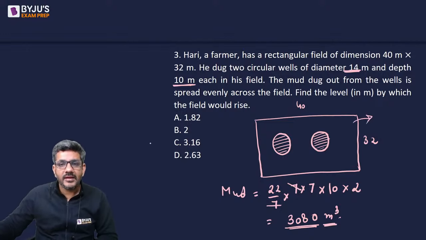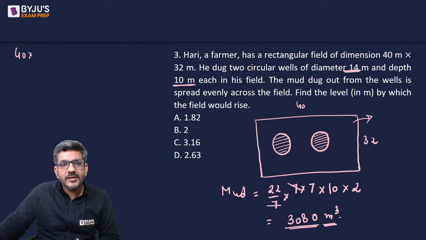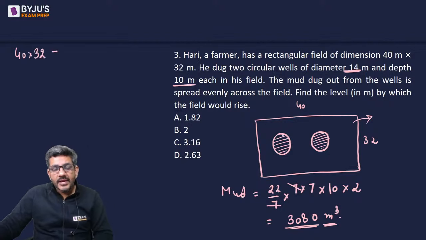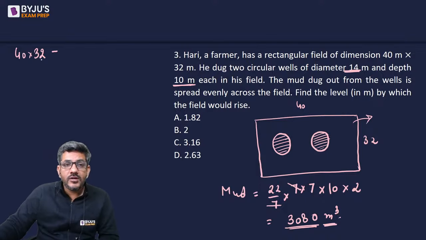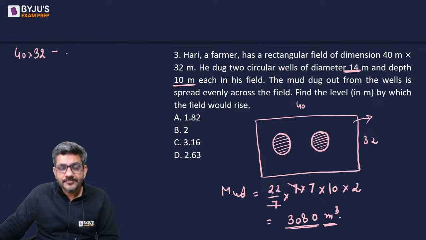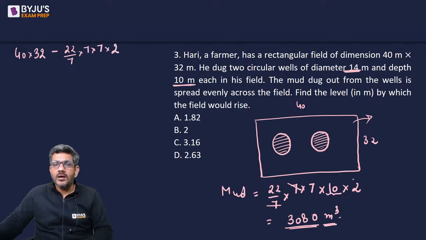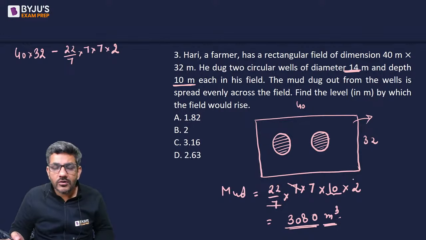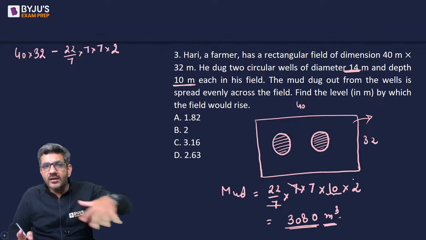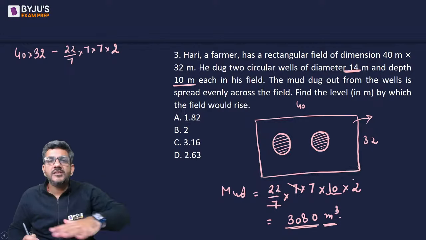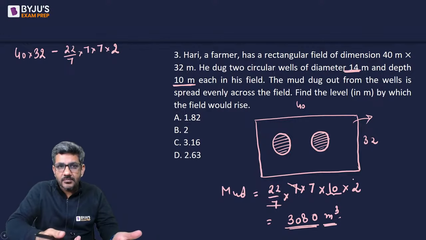Now what is the remaining area? The remaining area is 40 into 32 minus the area of these two wells, which is pi r square, of course. So 40 into 32 minus the area of the two wells is 22 by 7 into r square into 2. This time I'm not going to multiply by 10, because depth has no significance. Now I'm just looking at the surface. How much surface is available to spread that mud there?